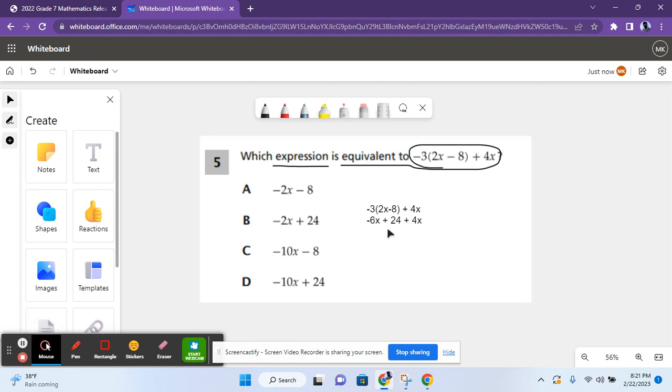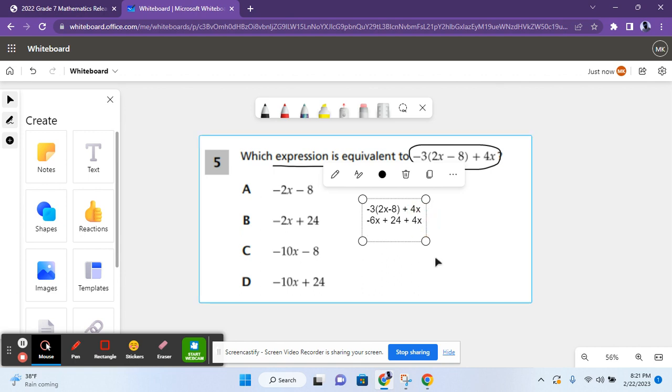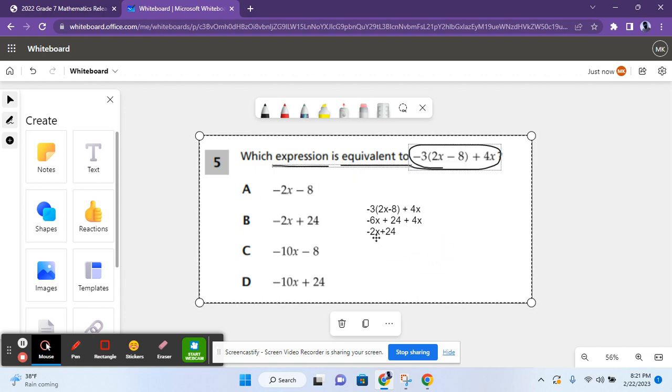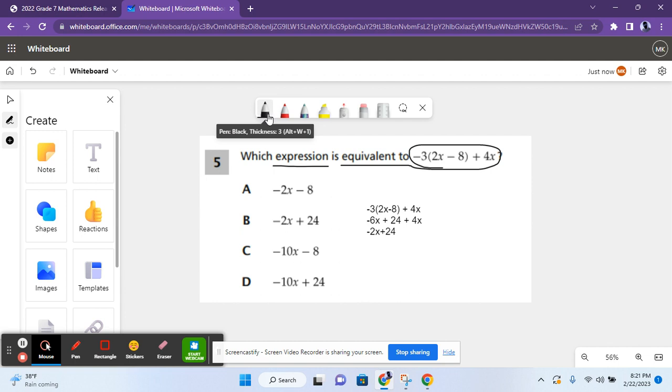Now you have to add the like terms. -6x plus 4x is -2x, and then you add 24 at the end, which gives you -2x plus 24. You cannot simplify it anymore, so that gives you answer choice B. Let's move on to the last problem.